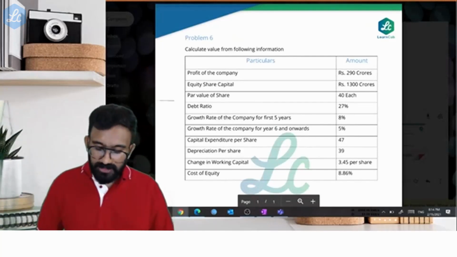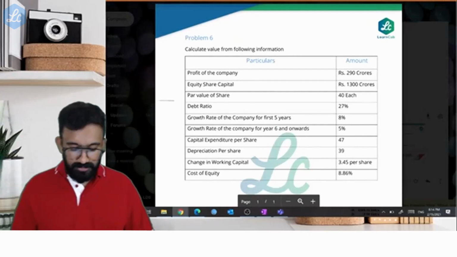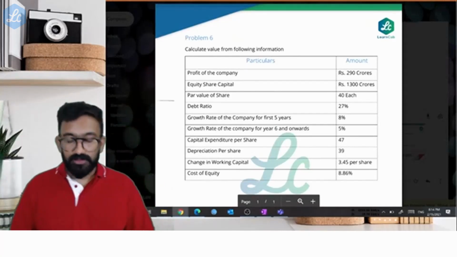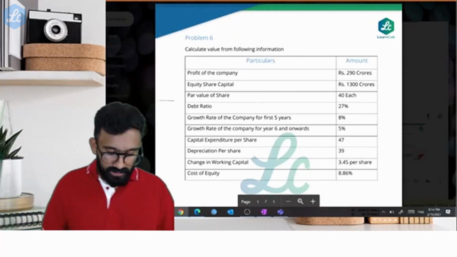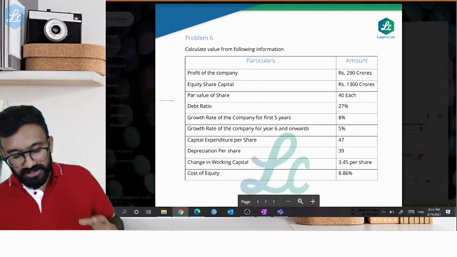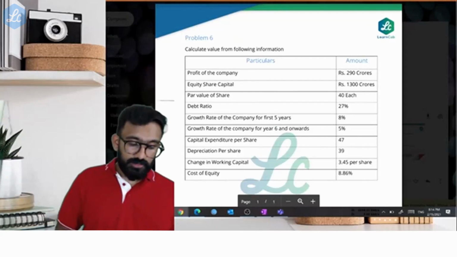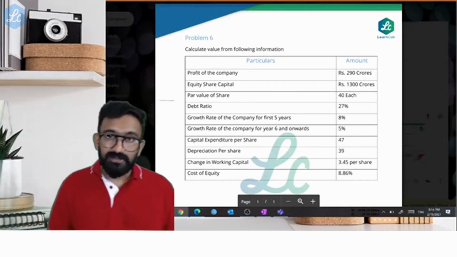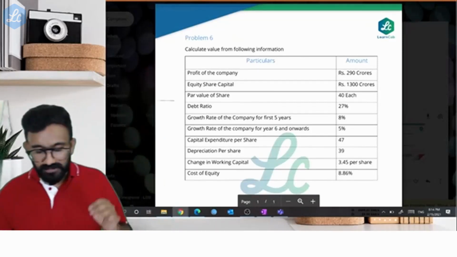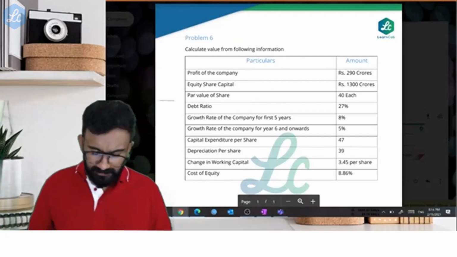Change in working capital is 3.45 per share. Cost of equity happened to be 8.86. Cost of equity is your discount rate. Now, this particular question gives you information on cash flow. So the model that you have to use is a cash flow model, but with 2-period growth. Let's try to understand how much the cash flow will be here.